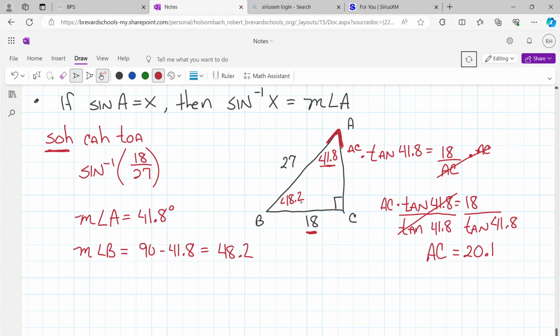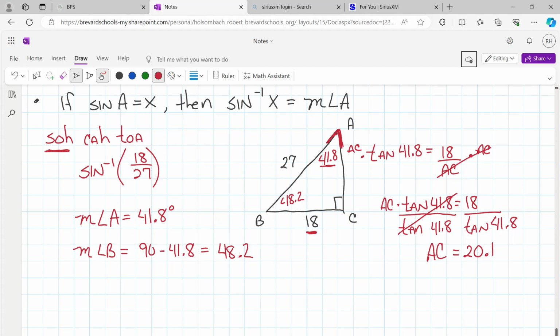Now, when you're given a triangle and you find both of the acute angle measures and all the side lengths, that's called solving a triangle. So when you're asked to solve a triangle, that means to find all the angle measures and find all the side lengths. All right, using side lengths, you use regular sine, cosine, tangent. When you're finding angle measures, you use inverse sine, cosine, and tangent.